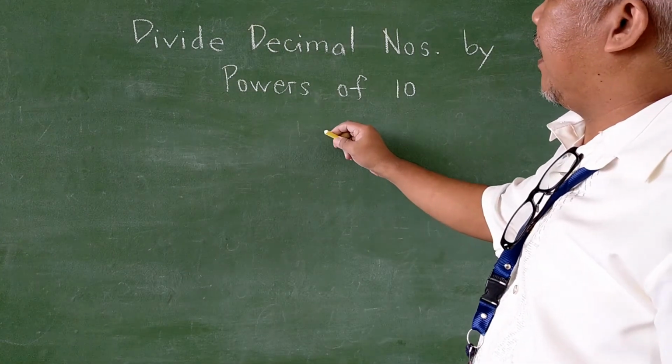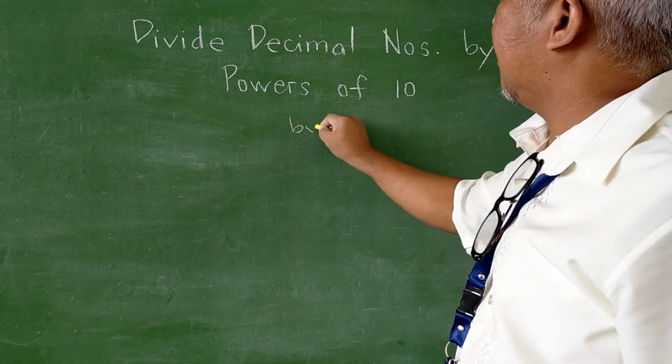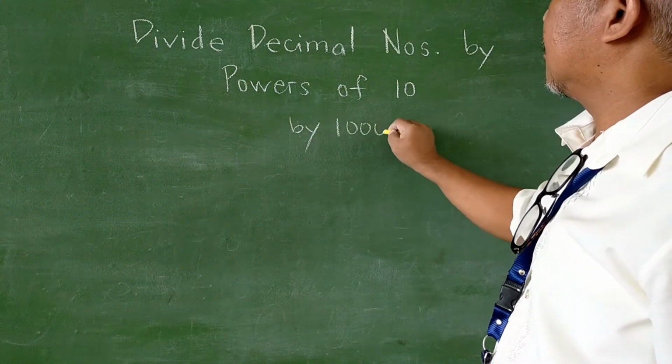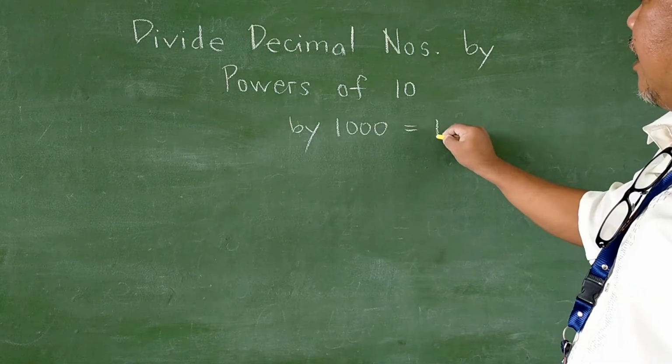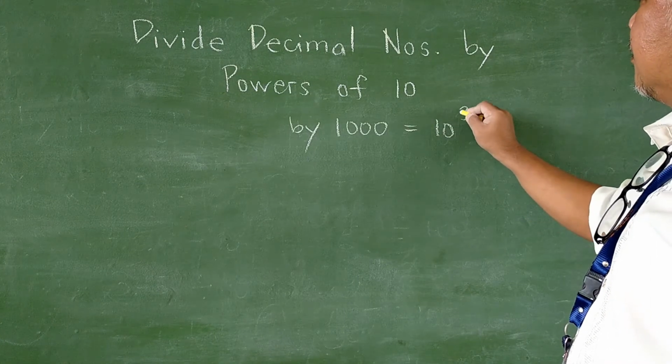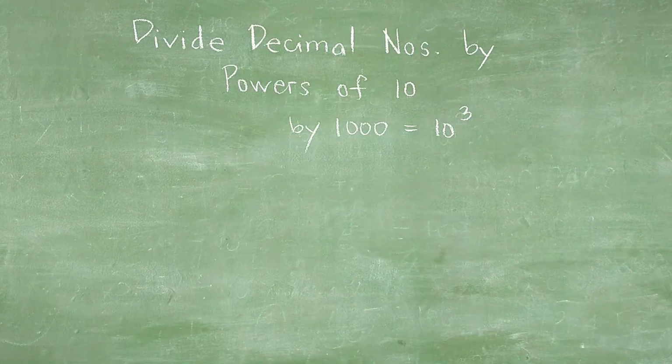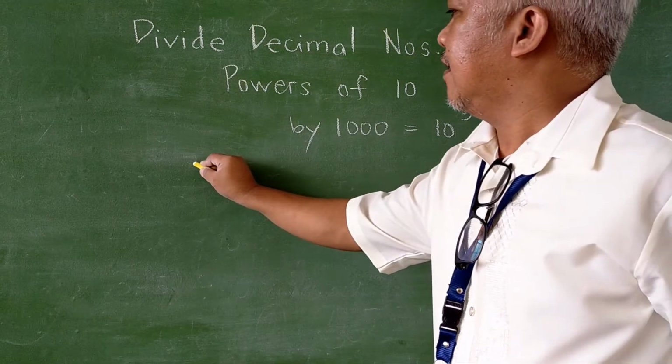Now, let us divide decimal number by 1,000. O, ito naman yung sinasabi natin 10 to the third power. So, how to get the quotient? Kanina, division by 10, 1 movement to the left. Division by 100, 2 movements to the left. So, sa inyong palagay, ang 1,000, ilang movements? Iyon, 3. So, subukan natin.